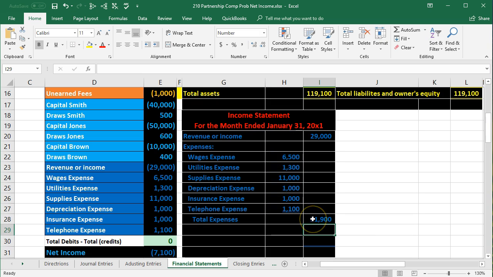So now here are all the expenses. Notice we're only doing things in one column at a time. It's not like I'm jumping over here and then jumping over here. We just got this column of numbers here.